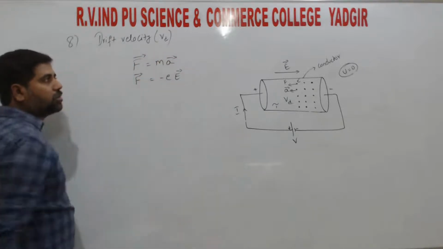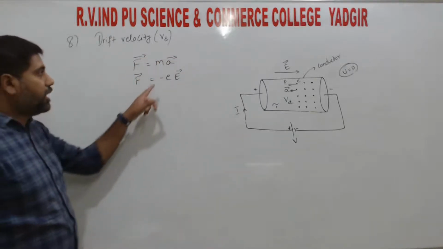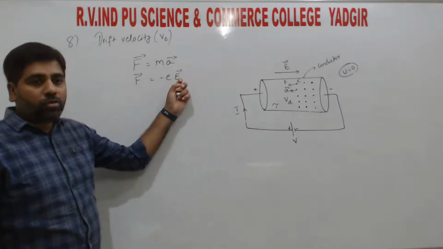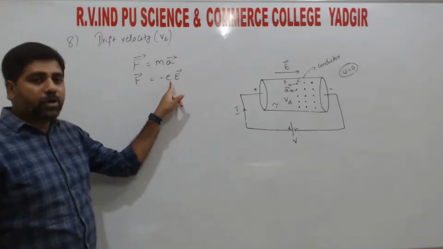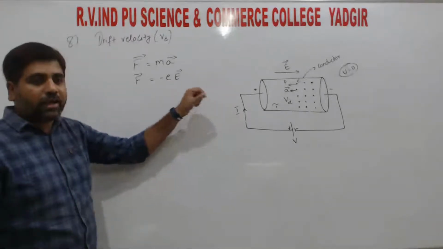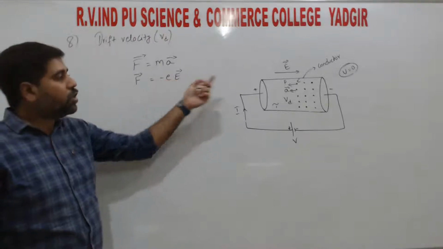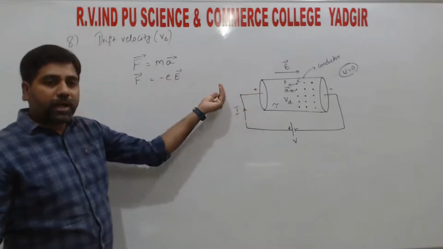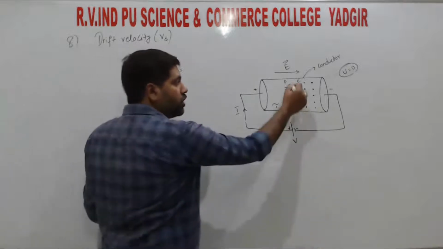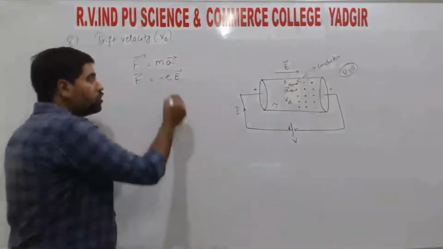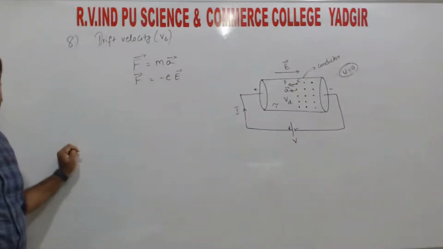Since all are vectors, F is equals to m into a, and a is also a vector, right? So F is equals to minus e into E. Why minus e? Because the charge carriers are electrons, so we can take Q is equals to minus e. That is opposite to the electric field, right? Electrons move in the direction opposite to the electric field, which is also indicated by the negative sign.